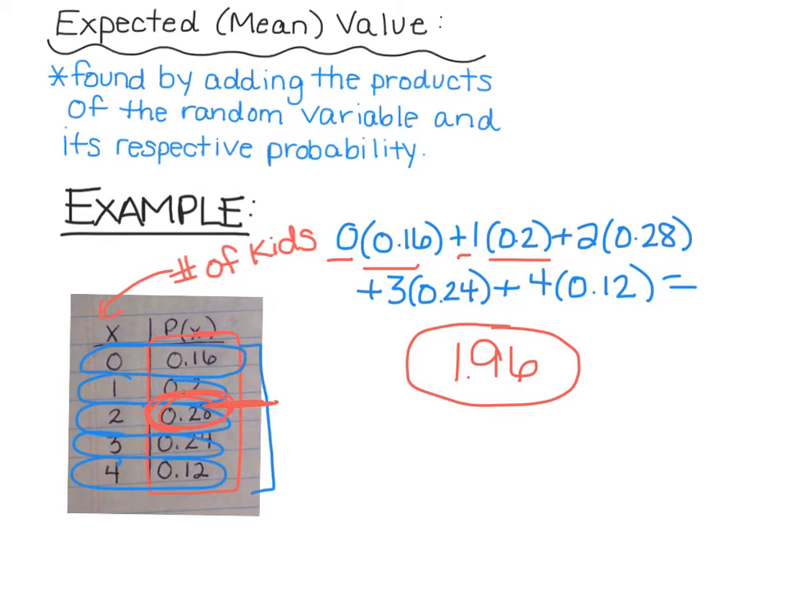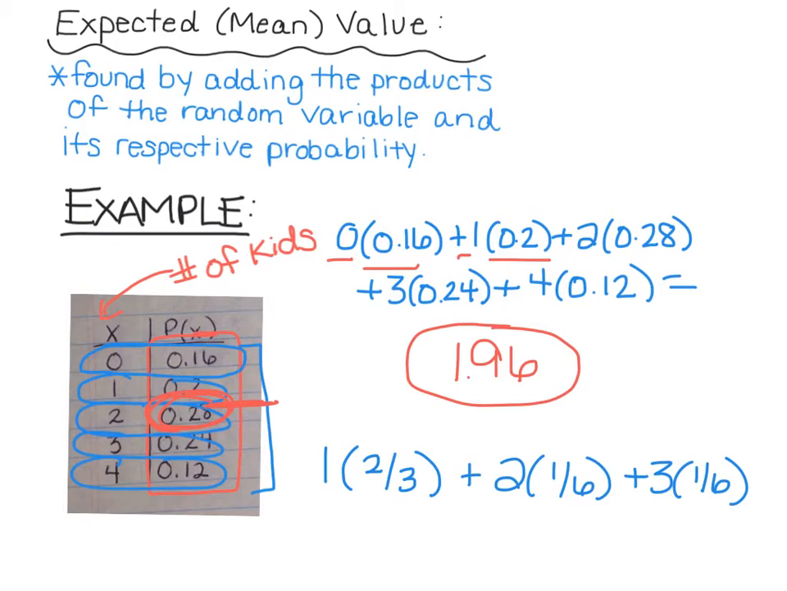Okay. Now, one thing I do want to point out, I gave you all the probabilities in decimal form. If these were given to you as fractions, so let's say I had something like, I'm just going to make one up real quick, 1 times 2/3 plus 2 times 1/6 plus 3 times 1/6. Okay, I don't know what this would represent. This is just numbers here. I did make sure that my probabilities add up to 1, though.